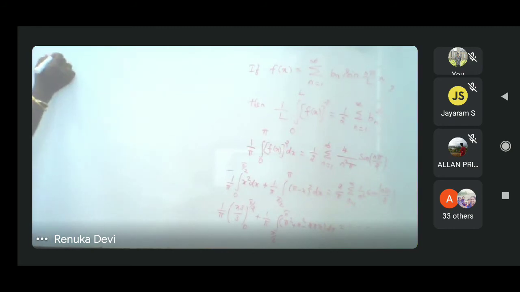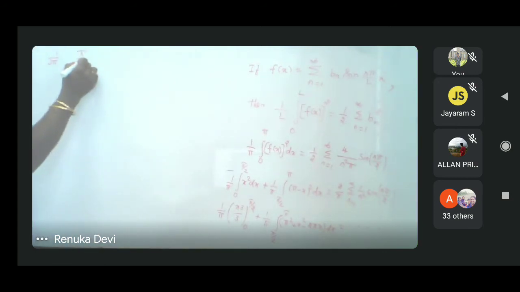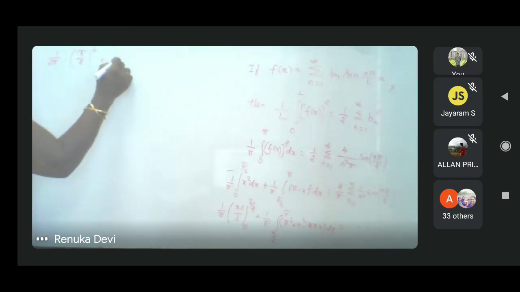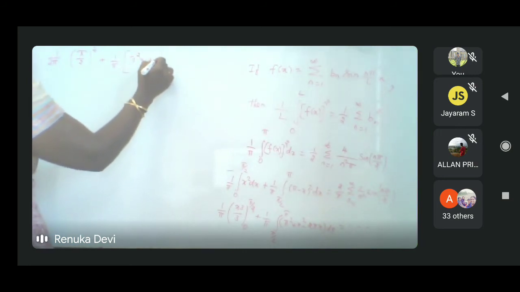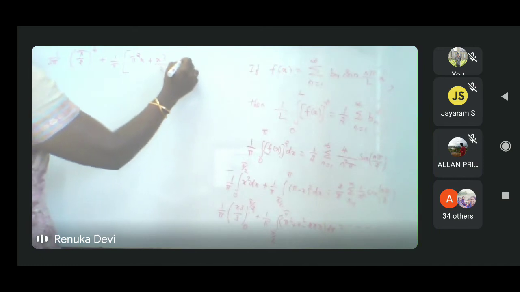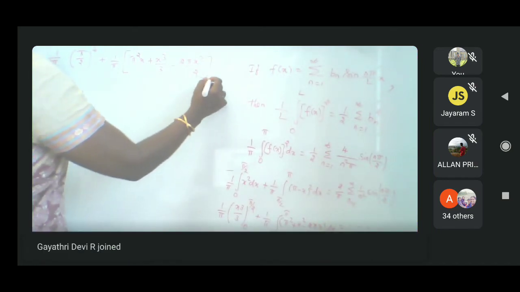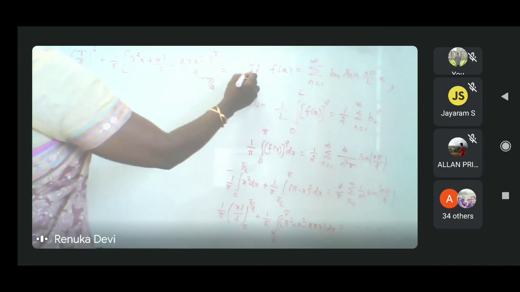That is 1 by pi. I take 3 also outside. So this is pi by 2 cube minus 0 plus 1 by pi. This is pi squared x plus x cube by 3 minus 2 pi x squared by 2, from pi by 2 to pi, equal to the series, the same series.